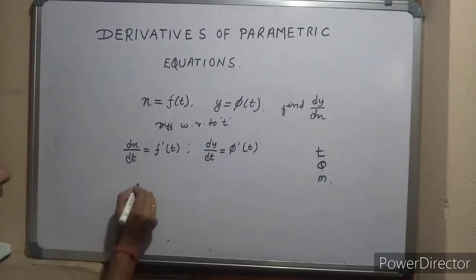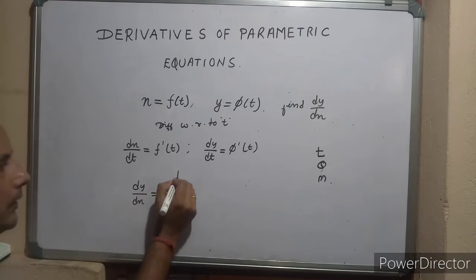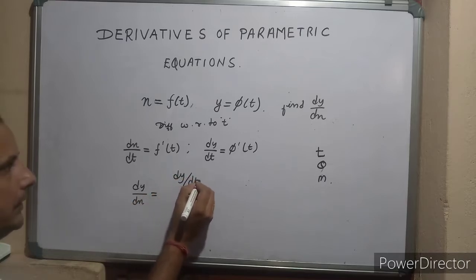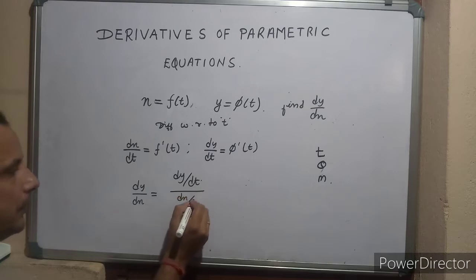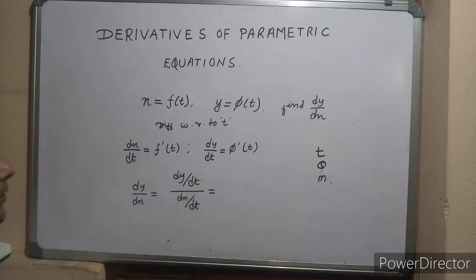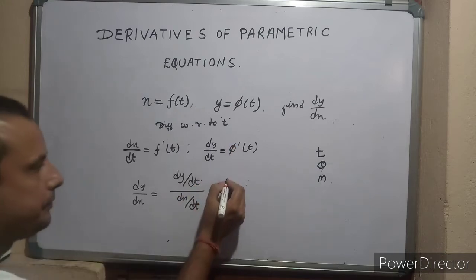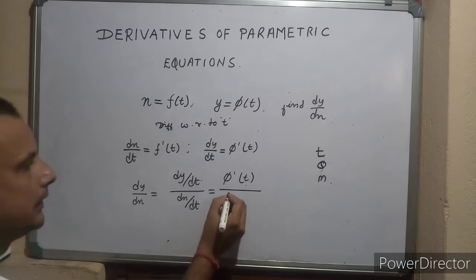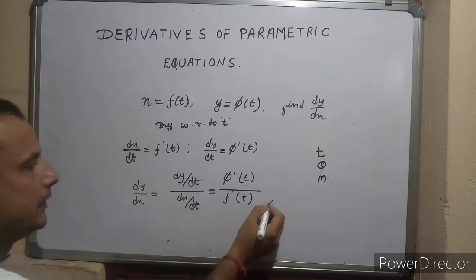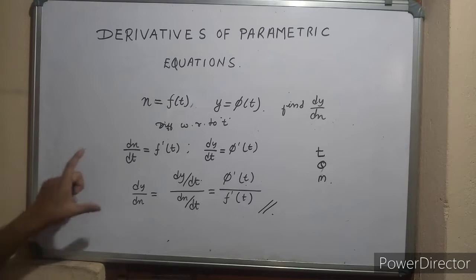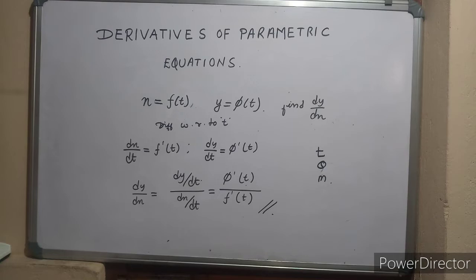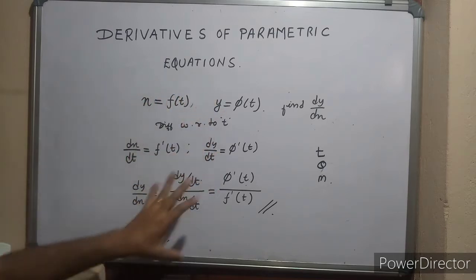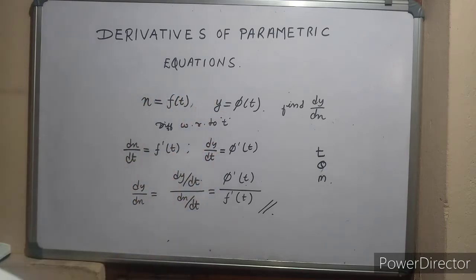Now what do we have to calculate? dy by dx. You just have to remember this formula. To calculate dy by dx, we write dy by dt over dx by dt. Now substitute: dy by dt is phi dash t, over dx by dt, which is f dash t. This way we can calculate the derivative of parametric equations. These are the functions and this is the method of solving parametric equations.